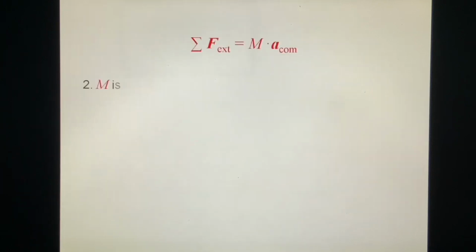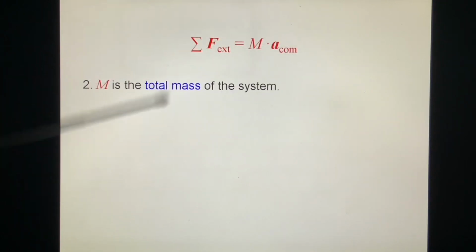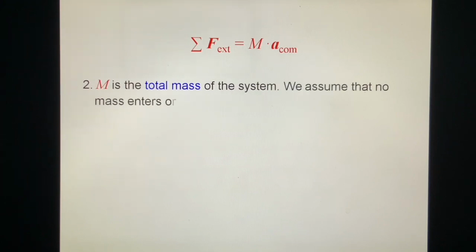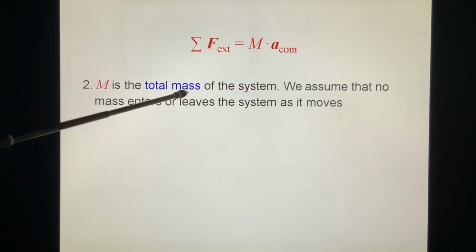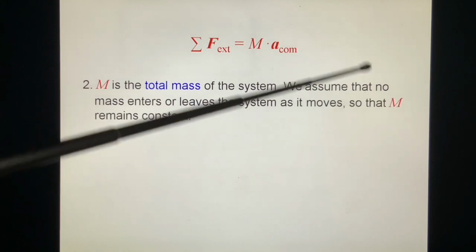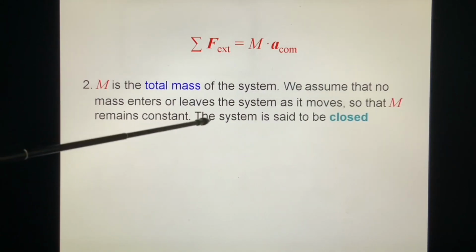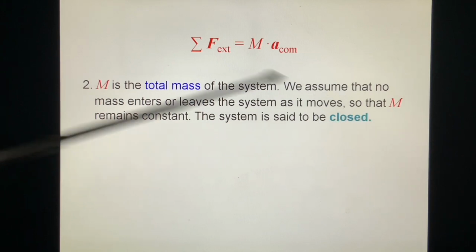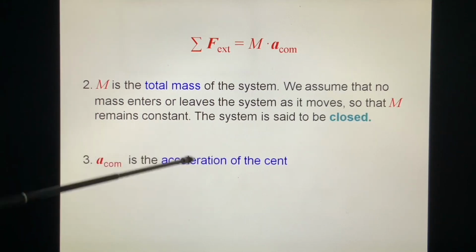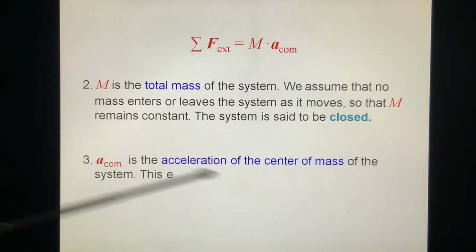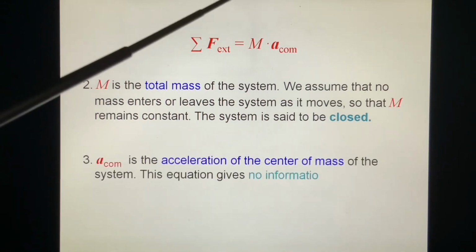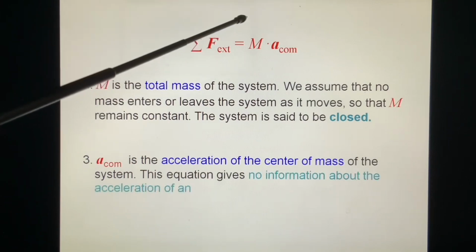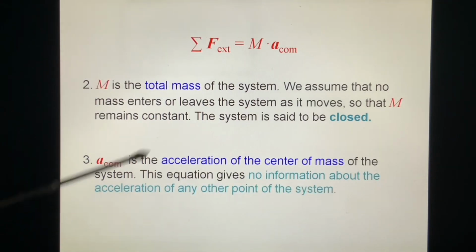Second, M is the total mass of the system. We assume that no mass enters or leaves the system as it moves, so that M remains constant. This system is said to be closed. Third, a_com is the acceleration of the center of mass of the system. This equation gives no information about the acceleration of any other point of the system, only the center of mass.